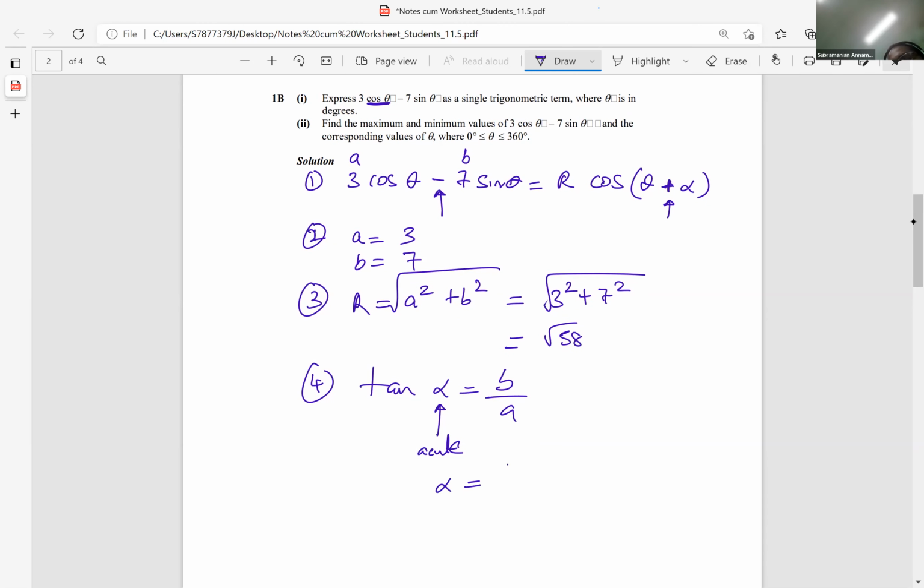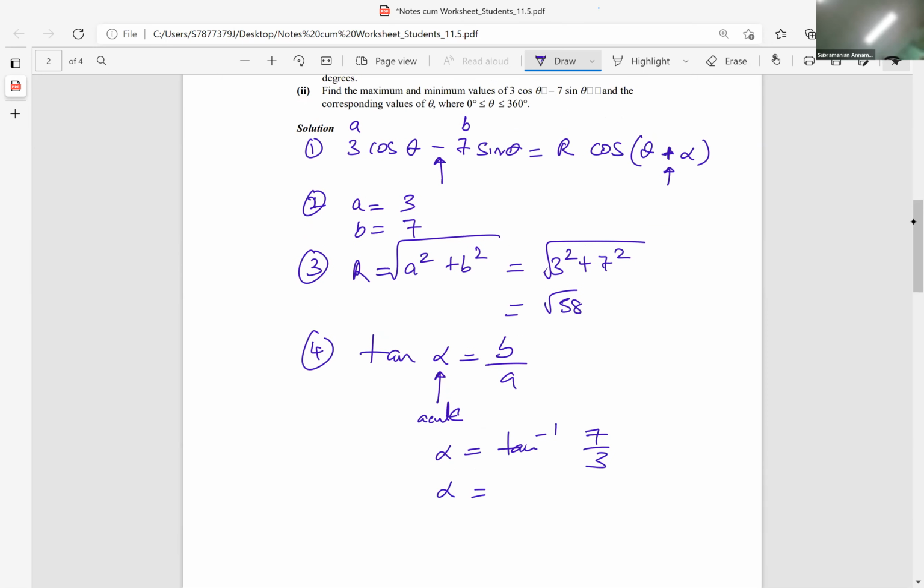So tangent inverse, this one someone help me find the answer. Tangent inverse 7 over 3 is what? 66.8 degrees. Okay, so the final part is to consolidate all the things that you have done. So it is square root 58 cosine theta plus 66.8 degrees. Can?